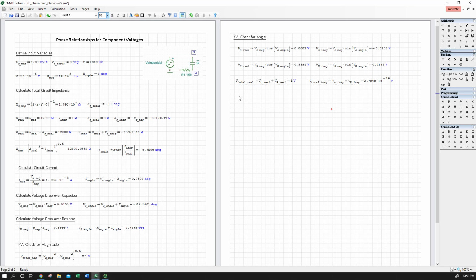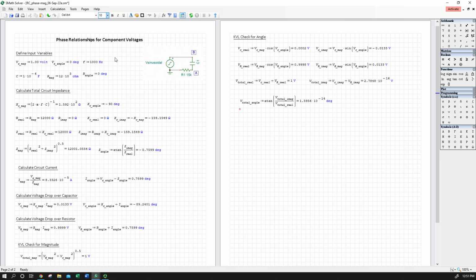So we're going to go ahead and just top that off with a V angle expression. So we can just say V total angle equals, and we'll use our A tan of V total imaginary divided by V total real equals, and I'm going to put that in degrees. So again, something still pretty small.